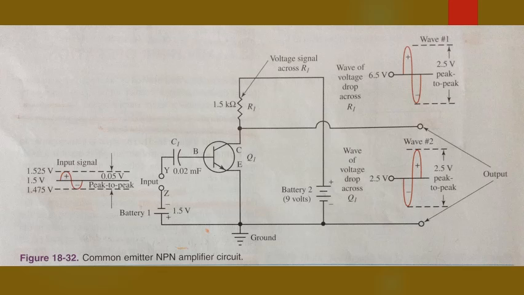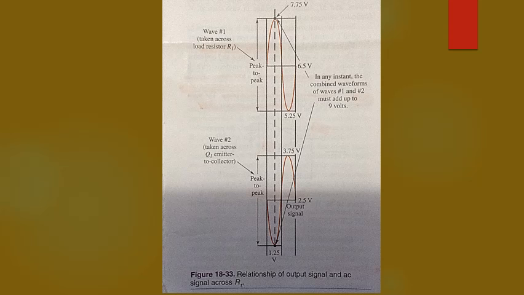This decrease in voltage across R1 causes an increase in voltage drop across the emitter to collector of Q1 as the sine wave swings positive in wave number 2. In any case, both wave number 1 and wave number 2 must add up to 9 volts. Figure 18-33. Note that wave number 1 and wave number 2 are 180 degrees out of phase.